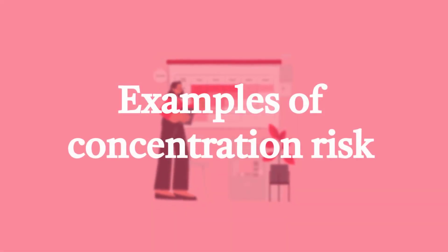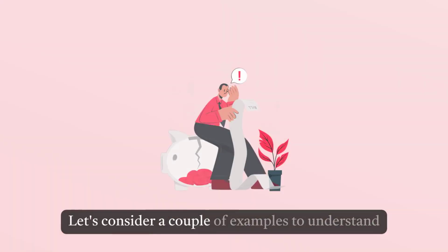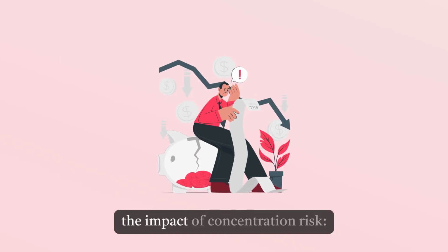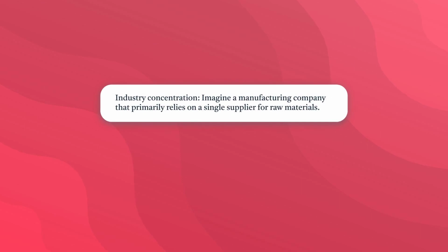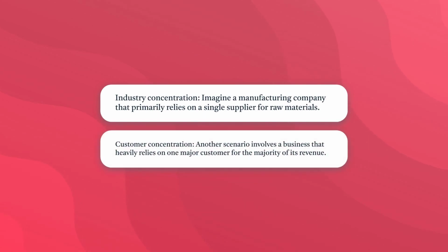Examples of concentration risk. Let's consider a couple of examples to understand the impact of concentration risk. Industry concentration. Imagine a manufacturing company that primarily relies on a single supplier for raw materials. Customer concentration. Another scenario involves a business that heavily relies on one major customer for the majority of its revenue.